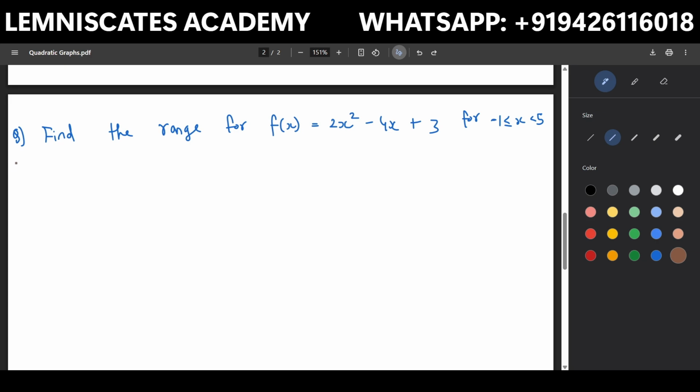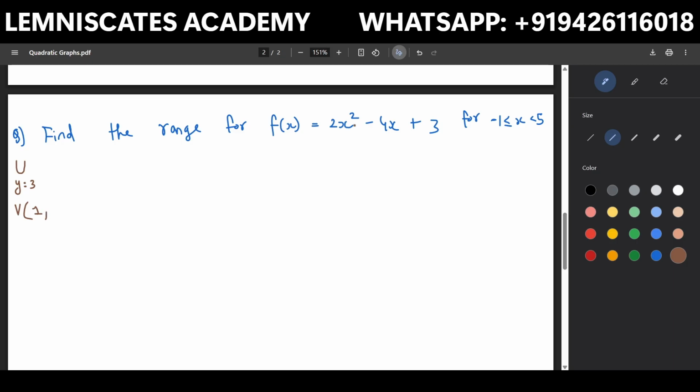It's positive, so we know that it's a u-shaped curve. What is the y-intercept? In this case, if you put x equal to 0, 3 will be your y-intercept. What is the vertex point? How do you find it? You do minus b divided by 2 times this value. So minus of minus 4 is 4, divided with 2 times 2 is also 4. So your x value of the vertex is 1.